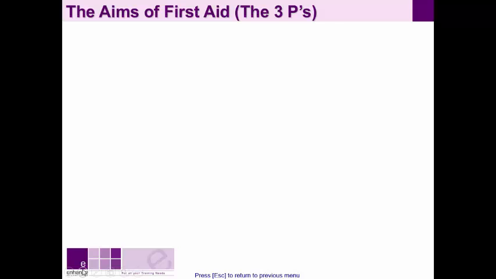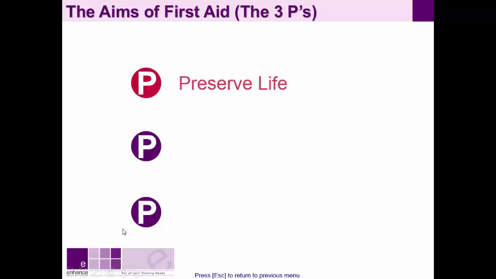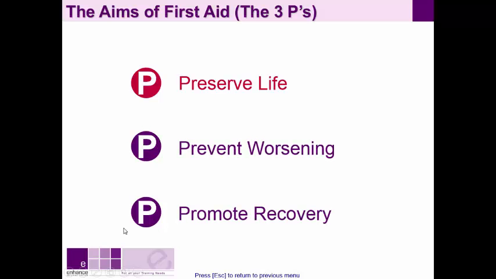So the three main priorities, we call them the 3 Ps, are to preserve life, to prevent the condition from worsening, and to promote the patient's recovery.